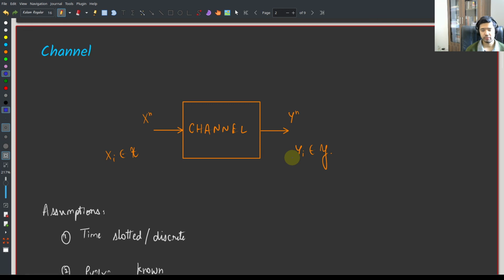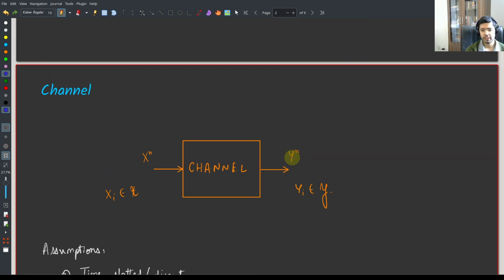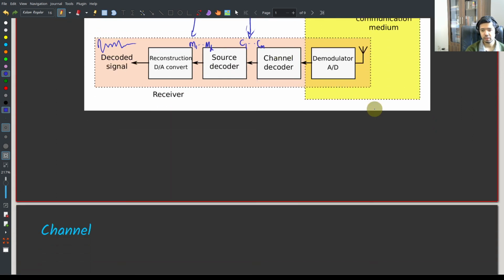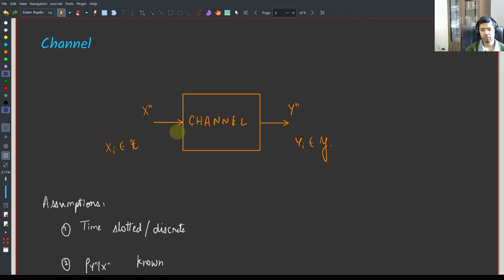And the way we model the whole problem is that we'll treat this entire thing, all of this modulation, D to A conversion, and the actual communication medium as a black box. This is going to be our effective discrete channel. It's a discrete time system. I'll call it the effective channel. The channel will take an n length sequence as input, and it's going to output a sequence of length n. So this is the input sequence, this is the output sequence.